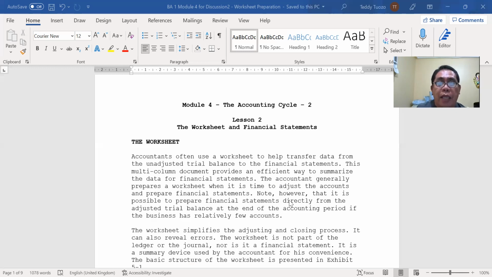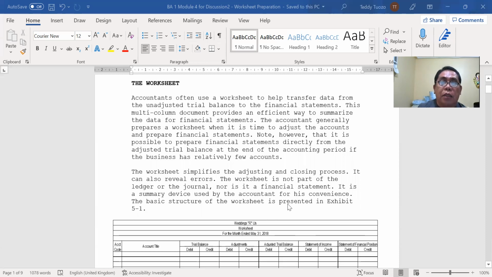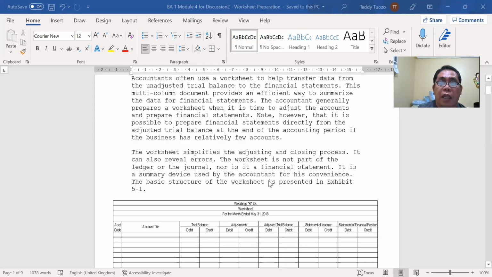The worksheet simplifies the adjusting and closing process. So it's easy, no? Actually, if you use a worksheet, it is easy to make the financial statements, and it is easy to make the closing entries later on. It can also reveal errors. The worksheet is not part of the ledger or the journal, nor is it a financial statement, because it is just a working paper. Take note, it's just a working paper for accountants in preparation for the financial statements and the closing entries. It is a summary device used by the accountant for his convenience.